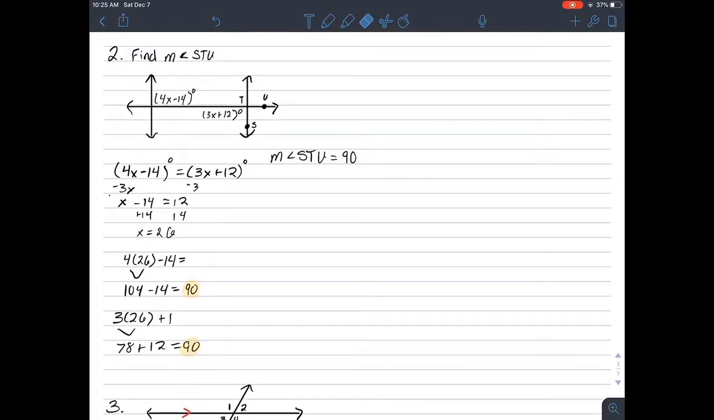We can confirm that the measurement of angle STU equals 90 degrees.